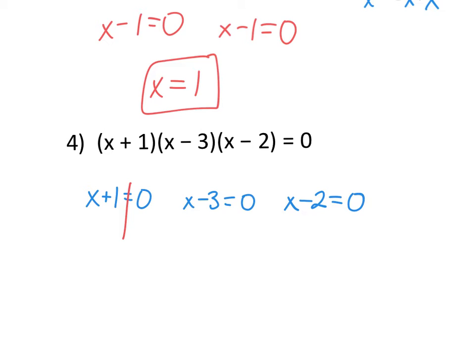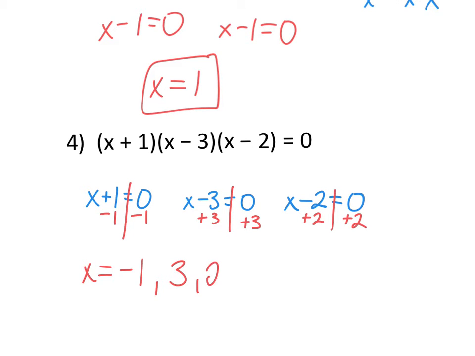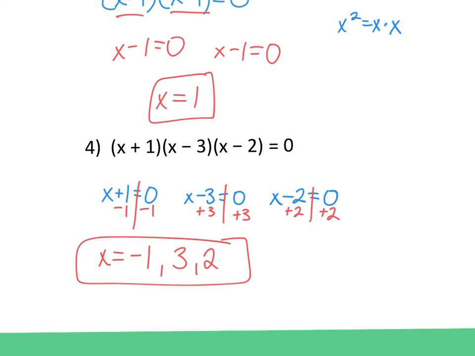First one. Inverse operation of +1 would be -1. So x is -1. 0 minus 1 is -1. Cool. Inverse operation of -3, +3 on both sides. What's 0 plus 3? And last but not least, +2. So x is 2. My 3 answers. Raise your hand if you got all of those. Awesome. Good deal. How do we feel? Scale of 1 to 5 on this.